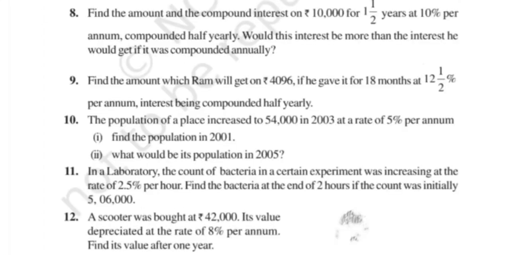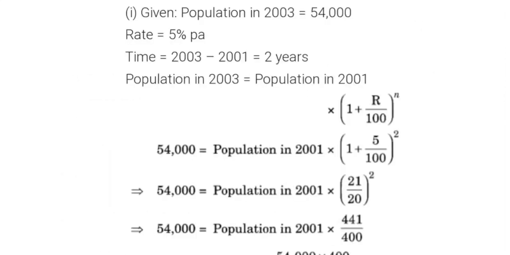Okay. Now see question number 10. The population of a place increased to 54,000 in 2003 at a rate of 5% per annum. Number 1, find the population in 2001. Number 2, what would be its population in 2005? See the first one. So the given population is in 2003, 54,000, and rate of interest is 5% per annum. And time is what? 2003 minus 2001 means 2 years.